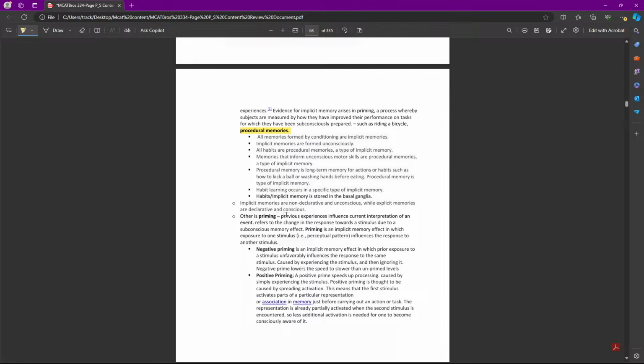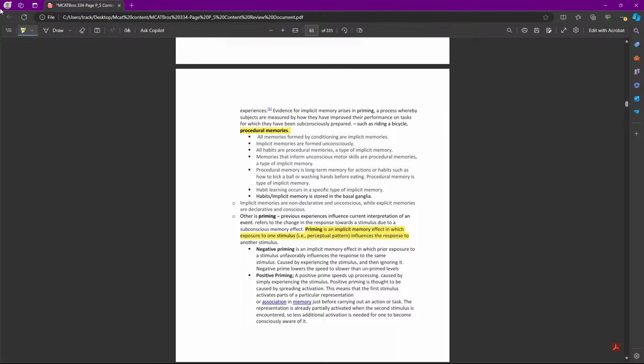Another is priming. Previous experience influences current interpretation of events. Priming is an implicit memory effect in which exposure to one stimulus influences the response to another. So what we talked about earlier in the cognition theories. Negative priming is an implicit memory effect in which prior exposure to a stimulus unfavorably influences the response to the same stimulus.